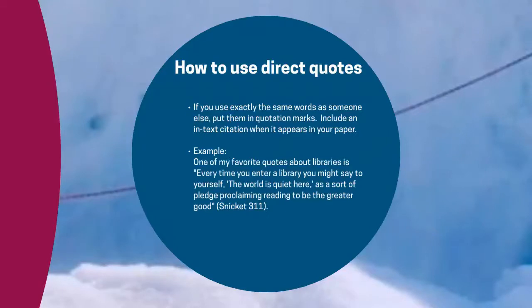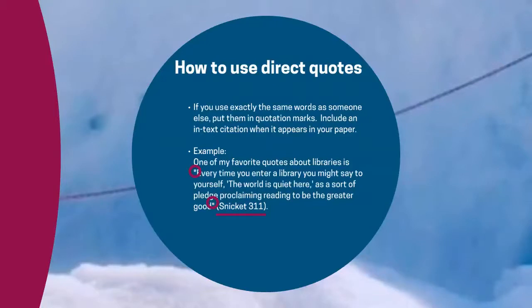So for example, if I were writing a paper about libraries and I wanted to quote something from a book about libraries, one sentence in my paper might be: one of my favorite quotes about libraries is, "Every time you enter a library, you might say to yourself, 'The world is quiet here,' as a sort of pledge proclaiming reading to be the greater good." As you can see, I used quotation marks because I did pull this word for word from a book. I also have my citation at the end.